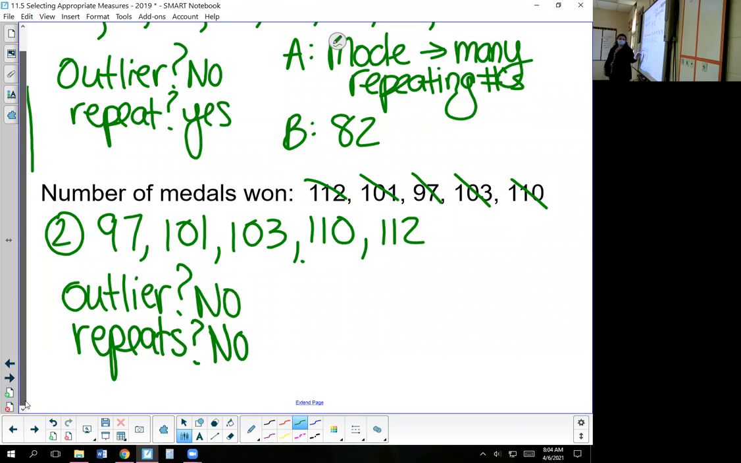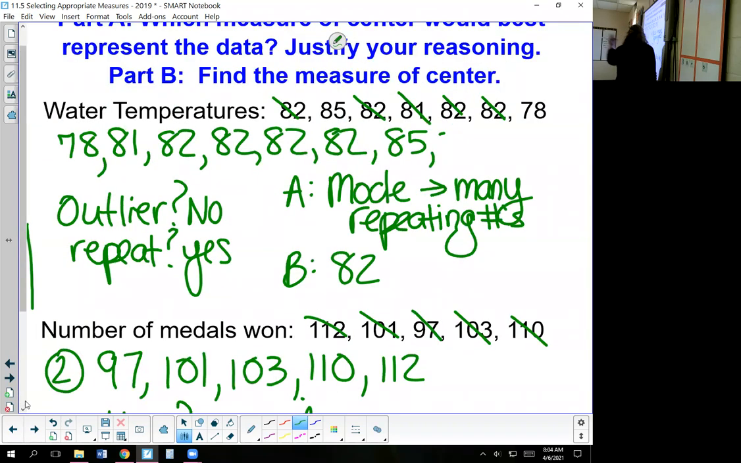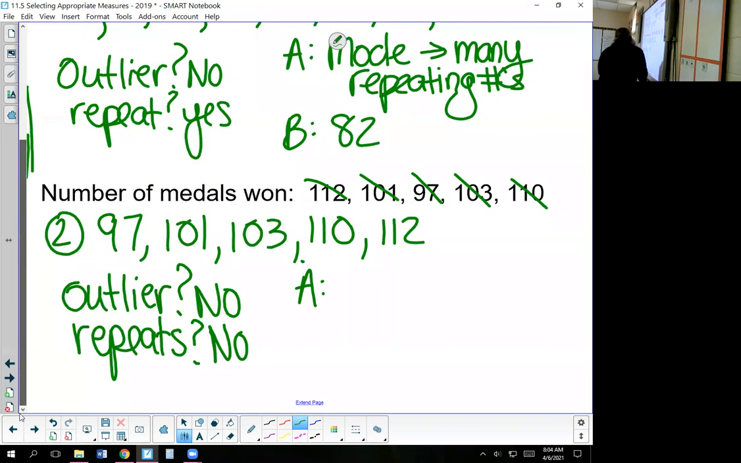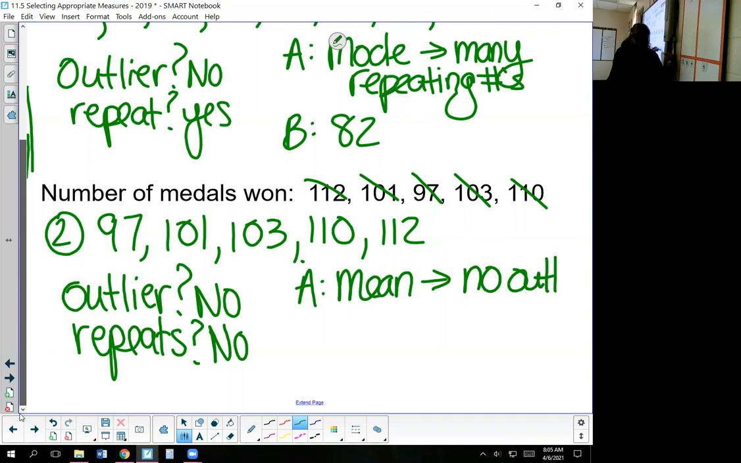So which one do we choose when we don't have an outlier? Which one's the best one when we don't have an outlier? Mean. Correct. So we're going to choose the mean. Why? Because there is no outlier. That's all you have to write.